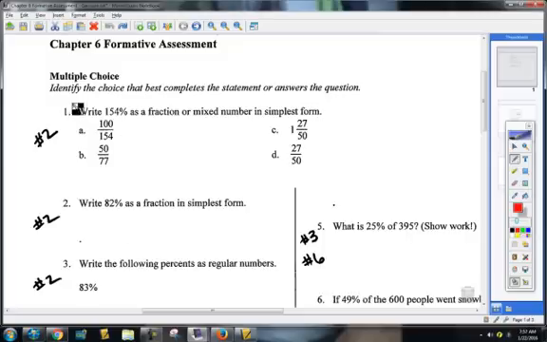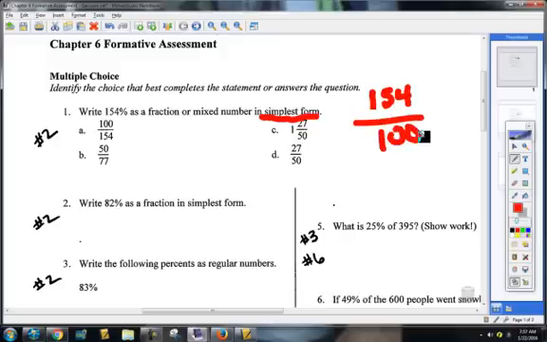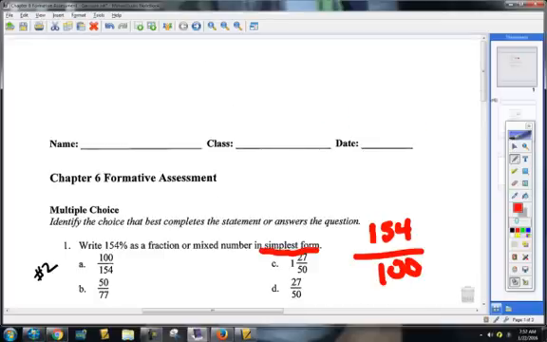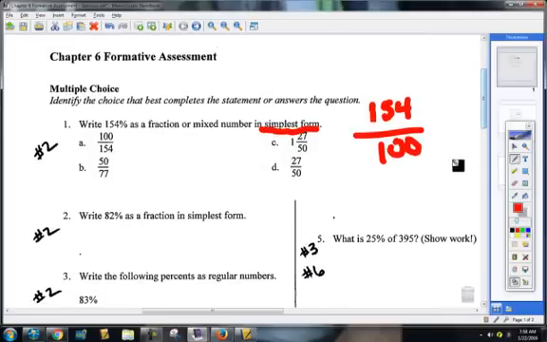Okay. Number 1, we're going to write 154% as a fraction or mixed number, but the key is in simplest form, because if it didn't need to be in simplest form, it would simply just be 154 over 100, because all percentages are going to be a fraction out of 100, obviously, like we've been saying every single time. Now that's obviously an improper fraction.